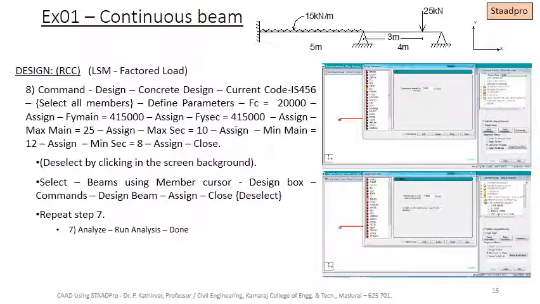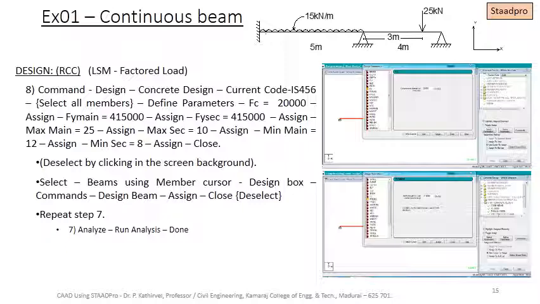Select FC and enter 20,000 kN per meter square, assuming M20 concrete with characteristic compressive strength as 20 Newton per mm square. Click assign. Now select Fy main, enter 415,000 kN per meter square, which means Fe 415 steel of yield stress 415 Newton per mm square. Click assign. Now select Fy secondary, which is for the stirrups and the lateral ties. Enter 415,000 kN per meter square.